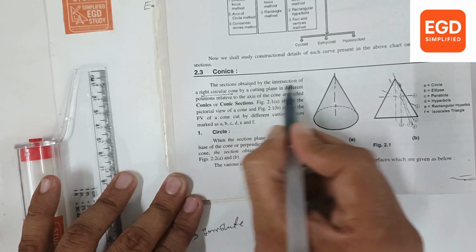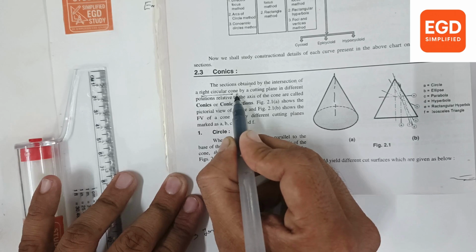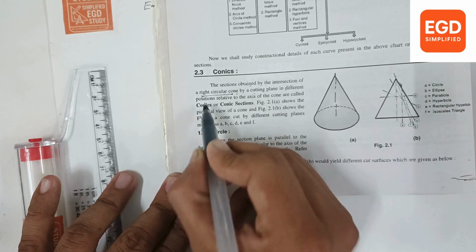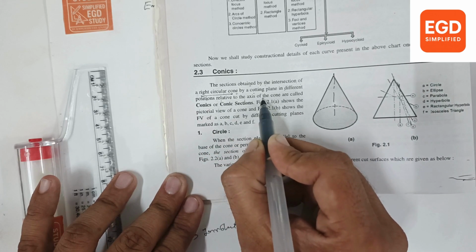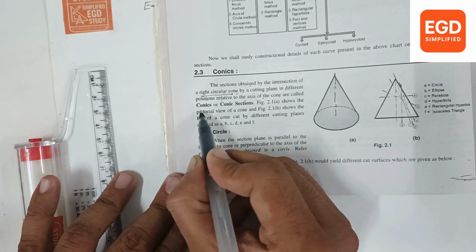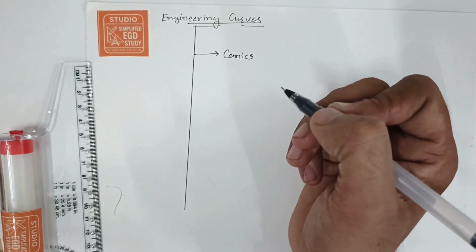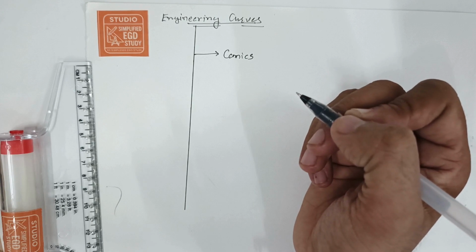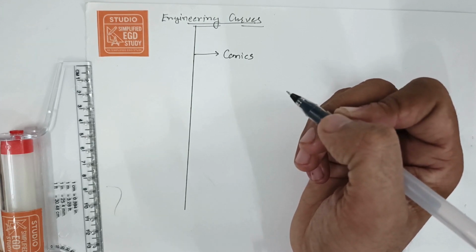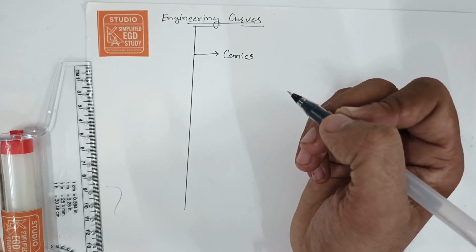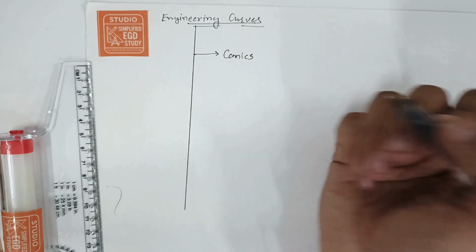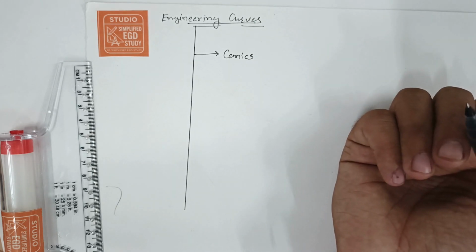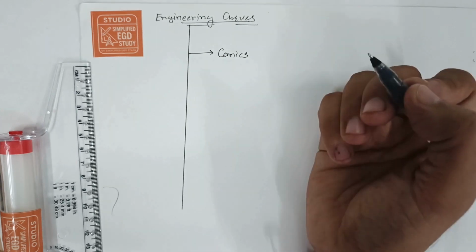A section obtained by the intersection of a right circular cone by a cutting plane in different positions relative to the axis of the cone is called a conic.